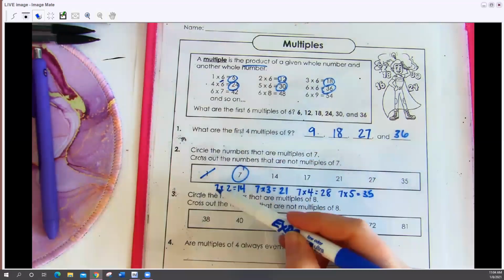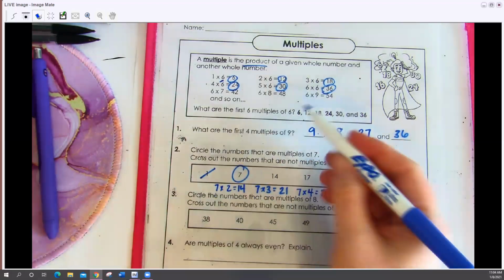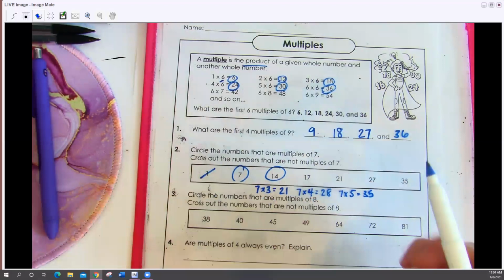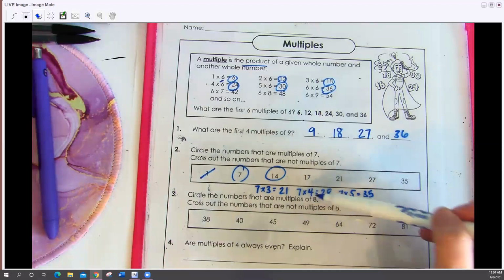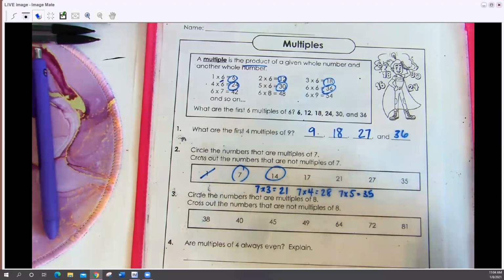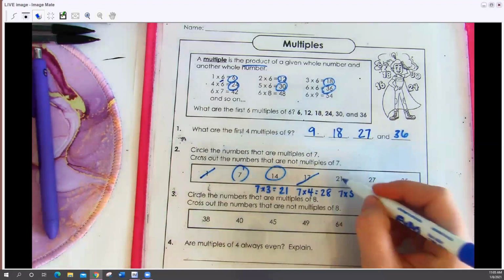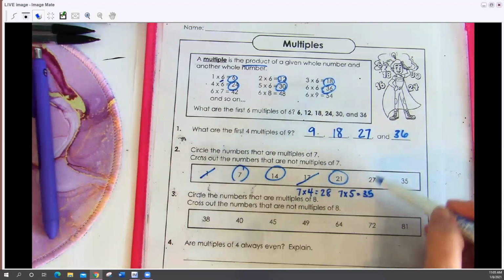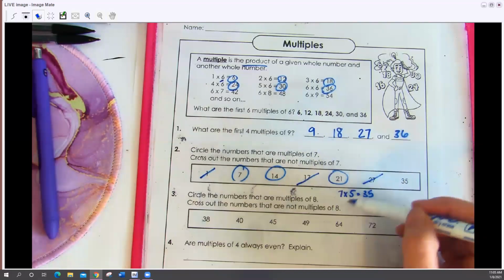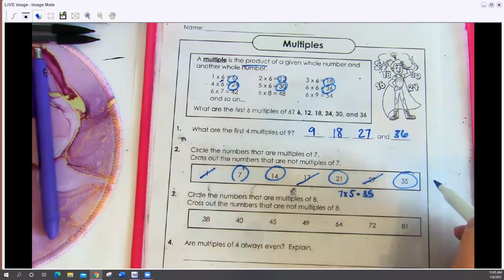14. I know that 7 times 2 equals 14. Okay. 17. Well, 7 times 3 is 21. And 7 times 4 is 28. And 7 times 5 is 35. So I'm going to say no. 17 is not a multiple of 7. If I multiply 7 times any number, I'm not going to get an answer of 17. 7 times 3 is 21, so I can circle that one. 7 times 4 is 28. It gave me 27. Nope. 7 times 5 is 35. Yes.